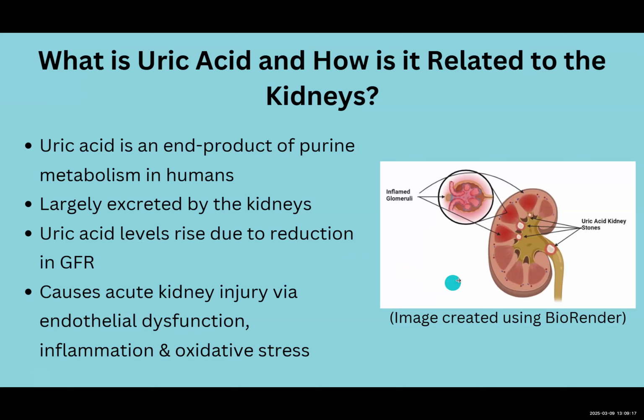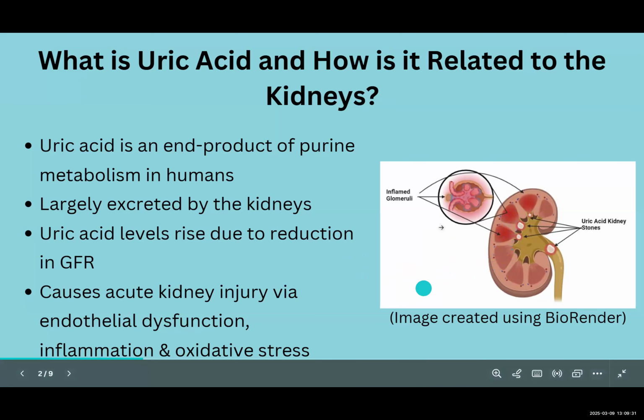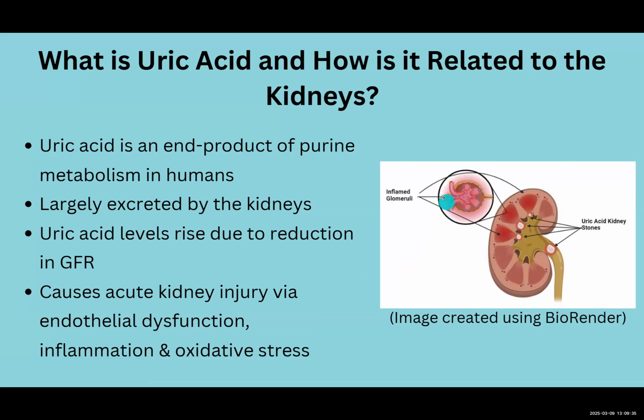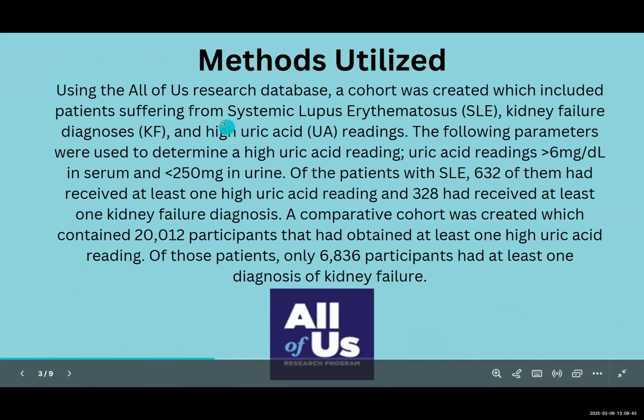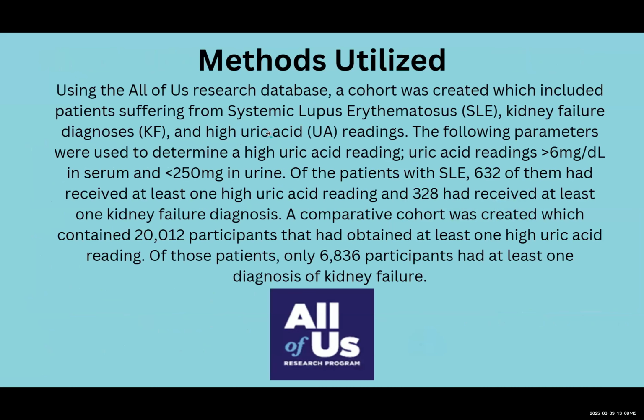I pulled this image that I created using BioRender from my poster presentation that I presented at Biosci last semester, and it shows the blockage that can occur due to the buildup of uric acid and the inflammation that it can create in the glomerulus capsules. So I know this is very wordy.